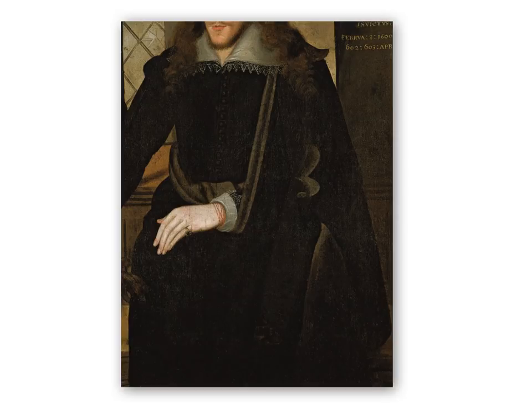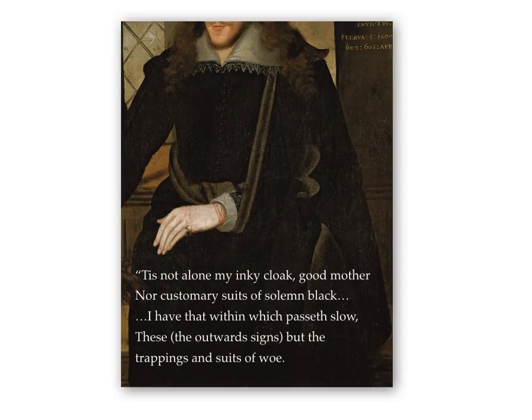I came across the term suit of woe. It occurs in Hamlet, Act 1, Scene 2, when Hamlet talks about hidden internal grief for his father, far surpassing his outward display of loss. "'Tis not alone my inky cloak, good mother, nor customary suits of solemn black. I have that within which passeth show. These, the outward signs, but trappings and suits of woe." So it seems to me it's very likely that he is wearing mourning attire. If so, for whom?